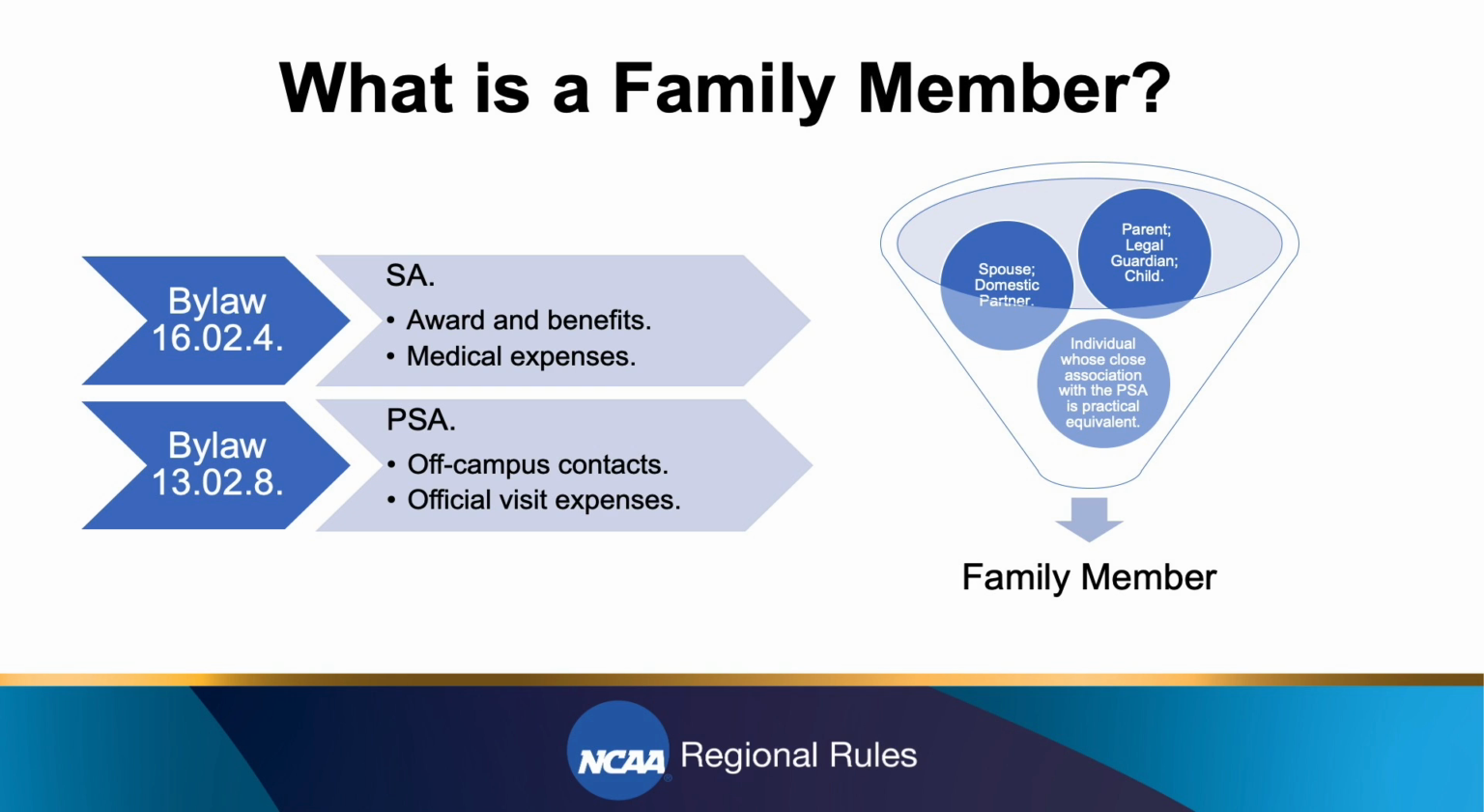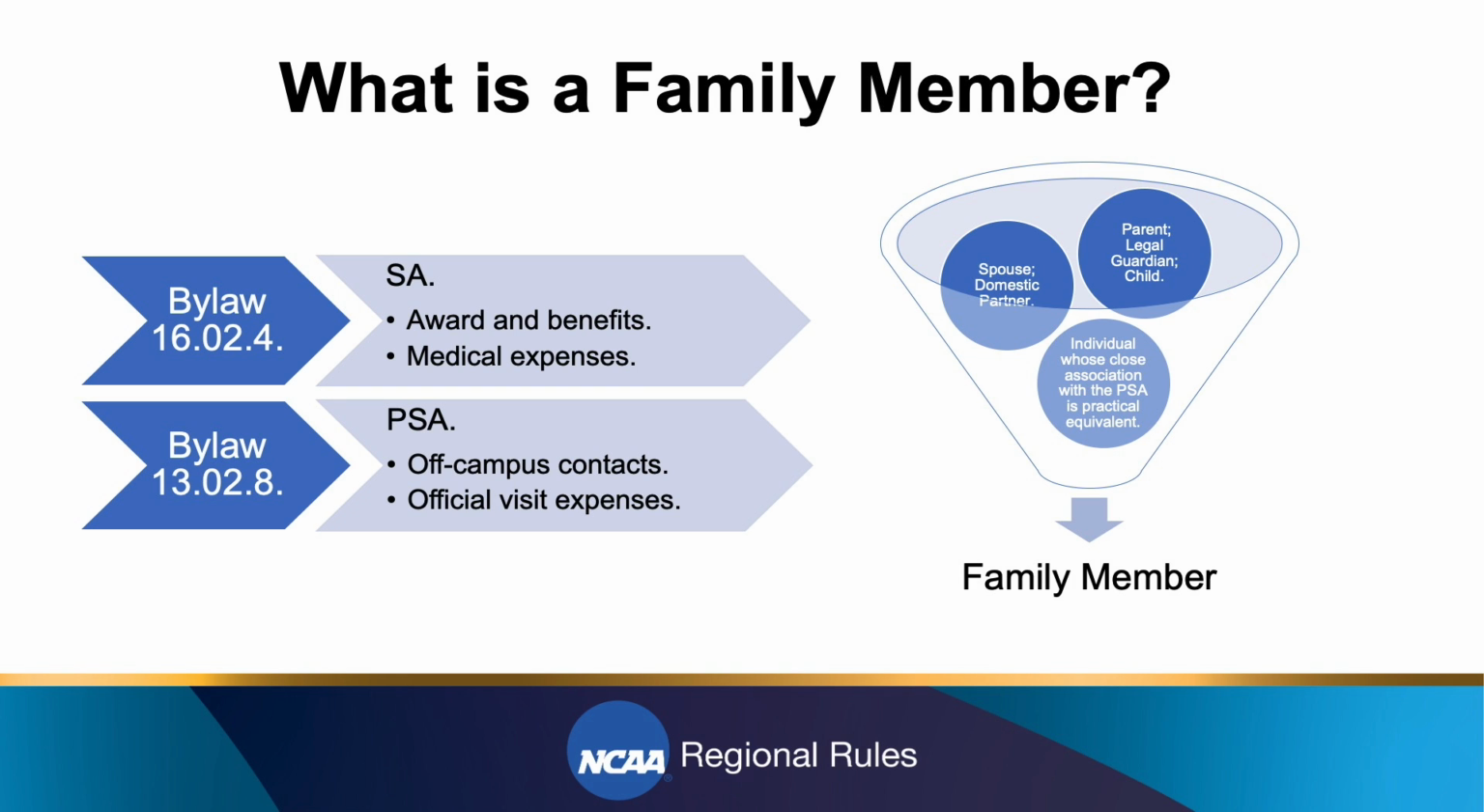Now we're going to dissect what is a family member. NCAA legislation in Bylaw 13 and 16 has established that a parent, legal guardian, child, spouse, domestic partner, or any individual whose close association with the PSA is a practical equivalent can be determined as a family member.